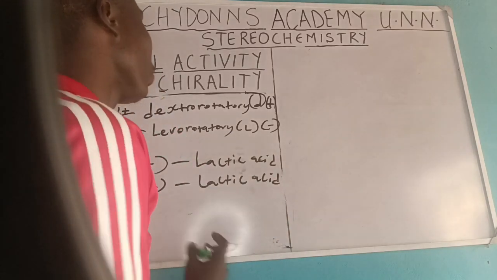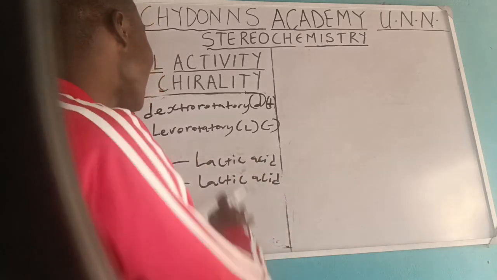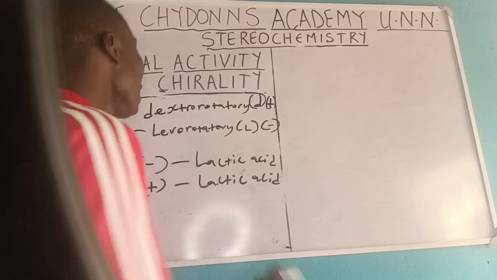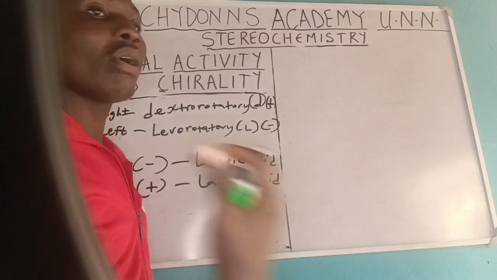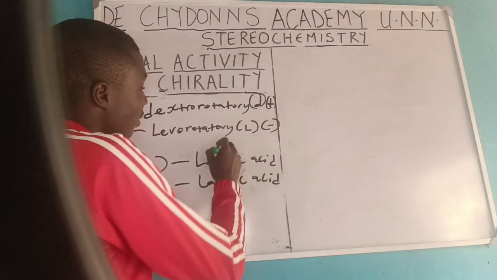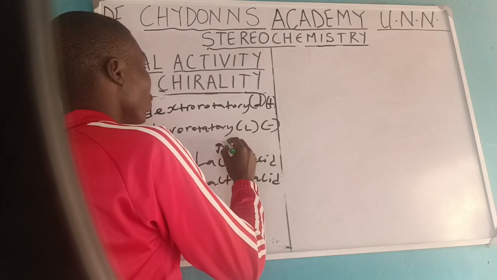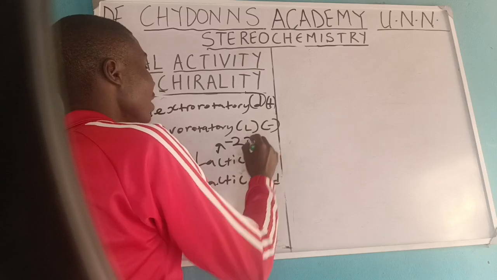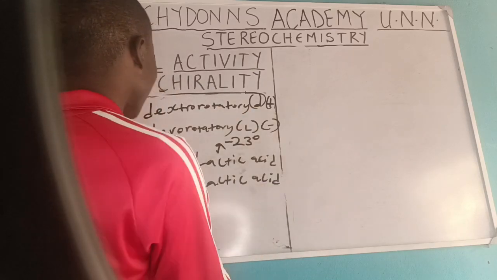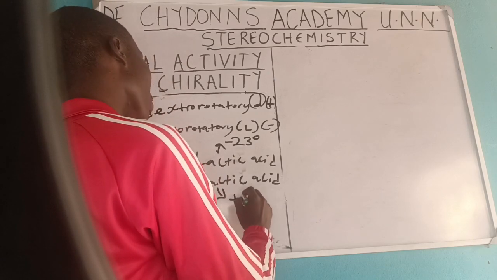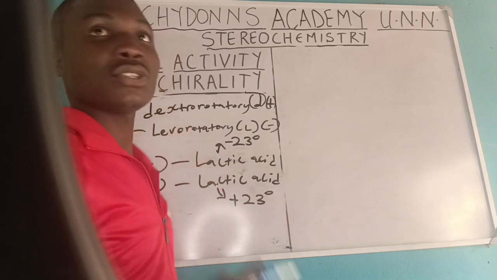So it's very important you take note of that. Another thing you have to take note of is that these enantiomers rotate light to the same degrees, just that the difference is in their direction. So if lactic acid, for example, an assumption, rotates light, let's say, this one rotates to minus 23 degrees, the one that is dextrorotatory is going to rotate light to plus 23 degrees. Do you understand that now?